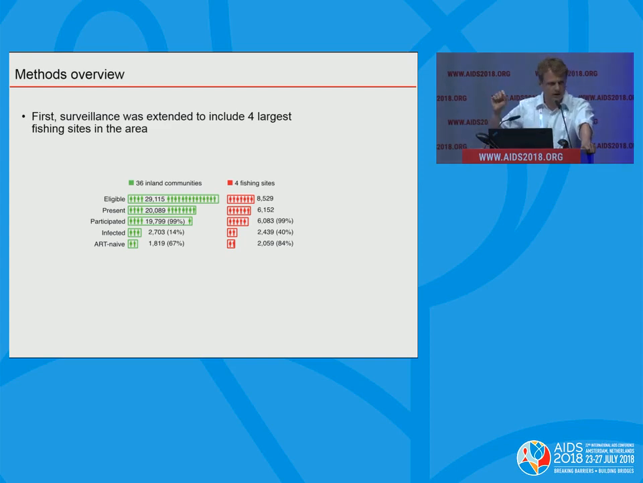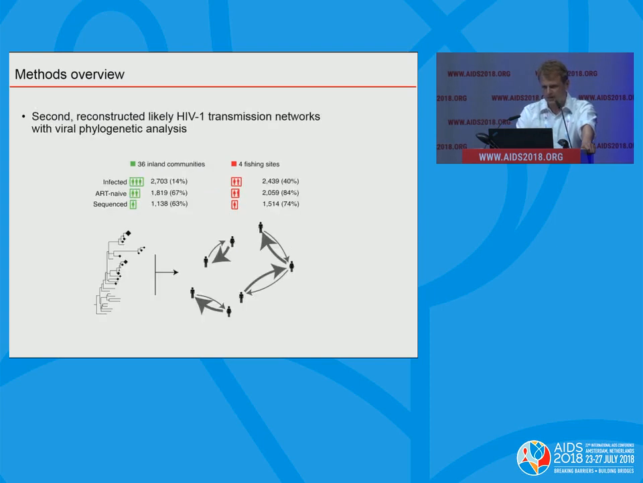Now, we also asked whether individuals had taken ART before we saw them, and we found that 67% self-reported no ART use amongst those infected in inland communities, and it was 84% in fishing sites. And it was in 2010, when the guidelines were still recommending start of ART at a CD4 count below 500.